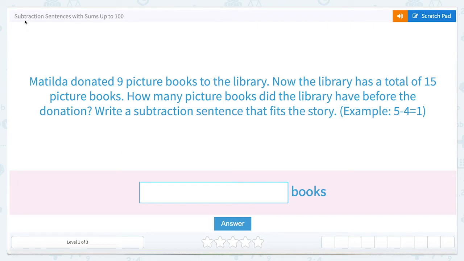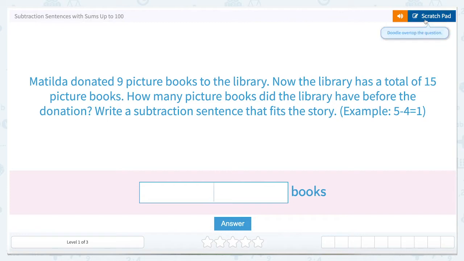Today we're going to be working on subtraction sentences with sums up to 100. So let's read the problem in front of us. Matilda donated 9 picture books to the library. Now the library has a total of 15 picture books. How many picture books did the library have before the donation? Write a subtraction sentence that fits the story.